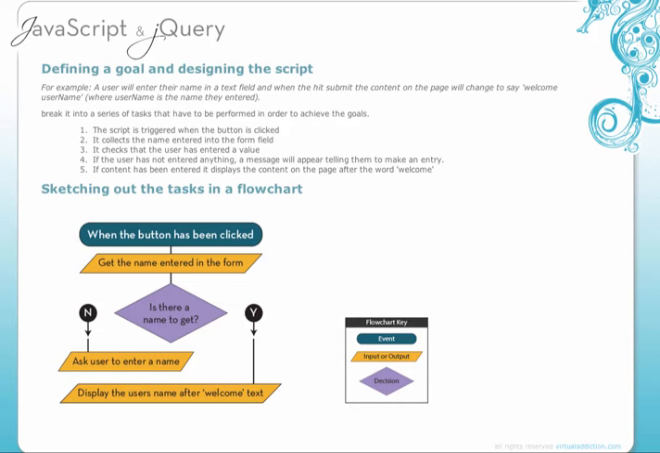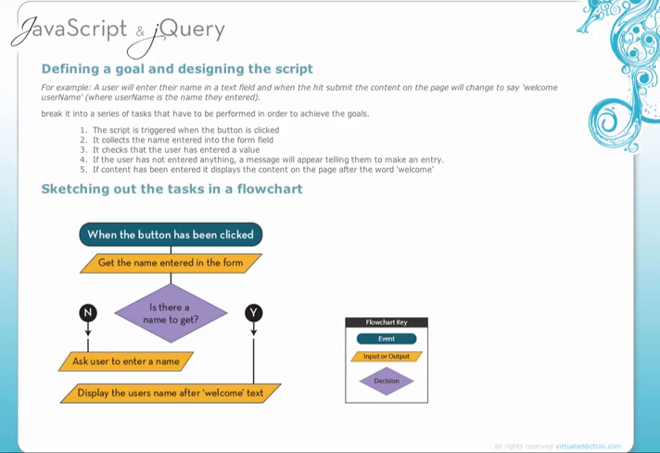For example, we have a user, we want them to enter their name into a text field, and when they hit the submit button, the content on the page will change to say welcome and display their username. The next thing that we'll need to do is break this into a series of tasks that have to be performed in order to achieve the goals.